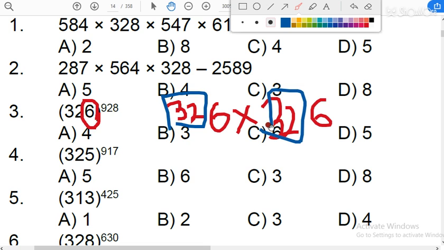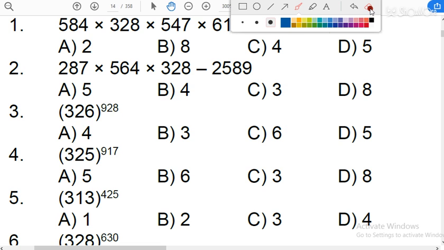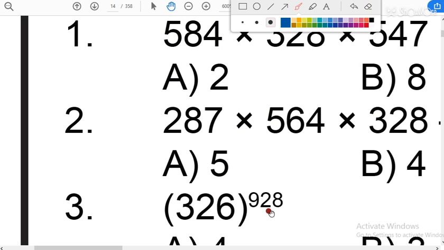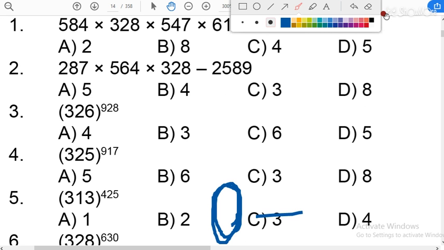Whenever we have to solve such type of question, like if I zoom in, you can see here, whenever I have to solve this type of question, I have to take only the unit place. I have to remember only the unit place, rest of the terms I have to leave. In this way we can find the unit place. Okay, so now zoom out.